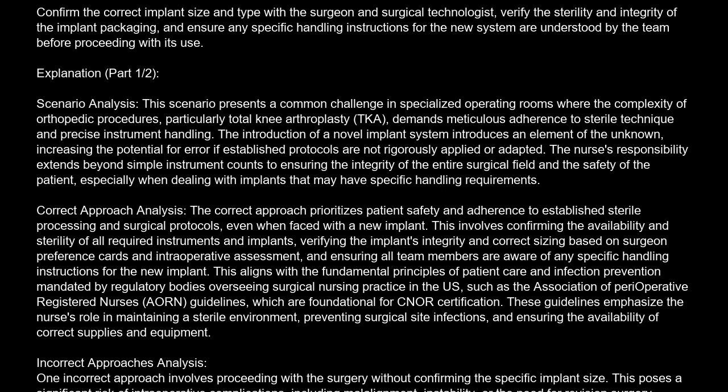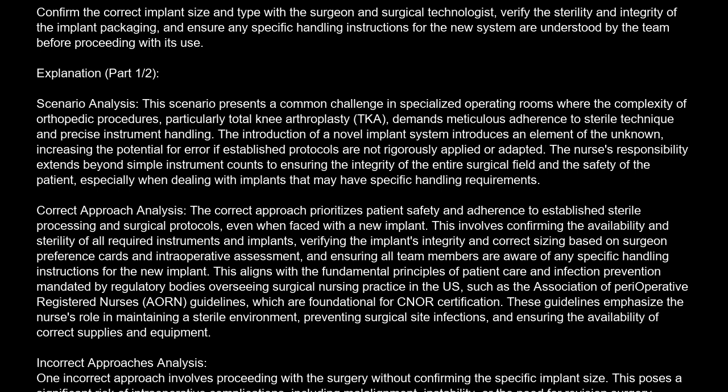Explanation. Scenario analysis. This scenario presents a common challenge in specialized operating rooms where the complexity of orthopedic procedures, particularly total knee arthroplasty, TKA, demands meticulous adherence to sterile technique and precise instrument handling. The introduction of a novel implant system introduces an element of the unknown, increasing the potential for error if established protocols are not rigorously applied or adapted. The nurse's responsibility extends beyond simple instrument counts to ensuring the integrity of the entire surgical field and the safety of the patient, especially when dealing with implants that may have specific handling requirements.